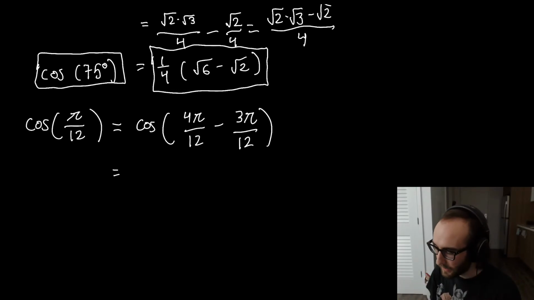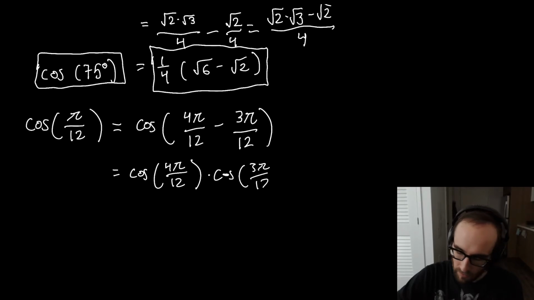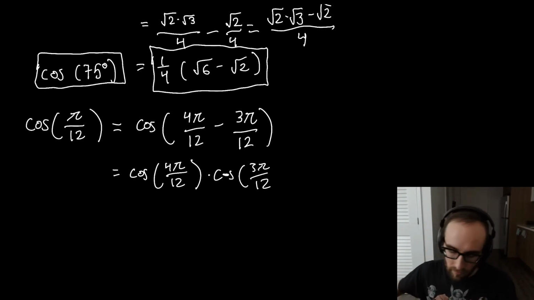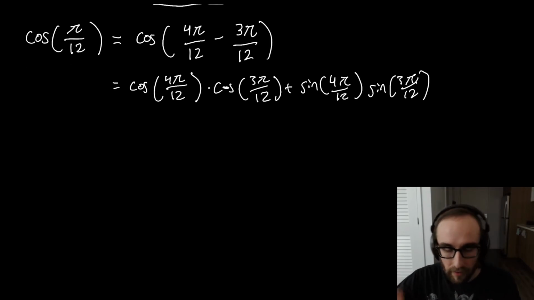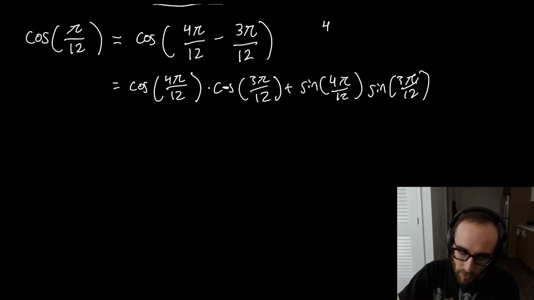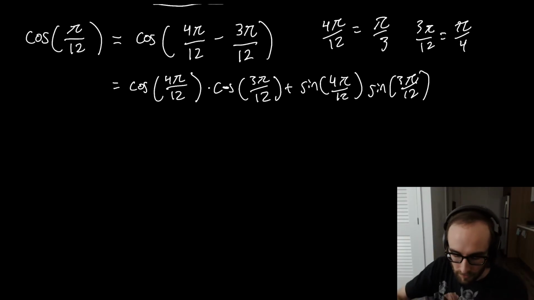In this case, we are subtracting, so we end up with cosine of 4 pi over 12 times cosine of 3 pi over 12, and that's going to be added to sine of 4 pi over 12 times sine of 3 pi over 12. Okay. And again, we can use these values from the unit circle. 4 pi over 12 is, of course, just pi over 3, whereas 3 pi over 12 is pi over 4. Pi over 3, pi over 4, those are values that we know on our unit circle.